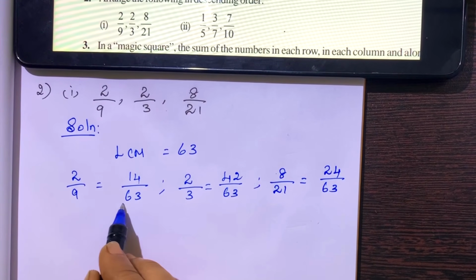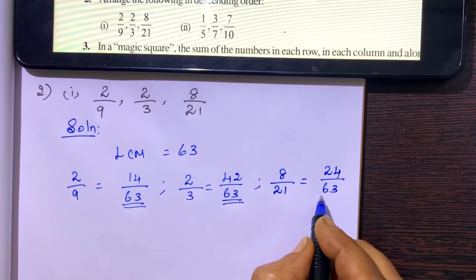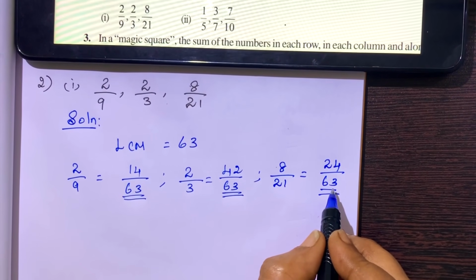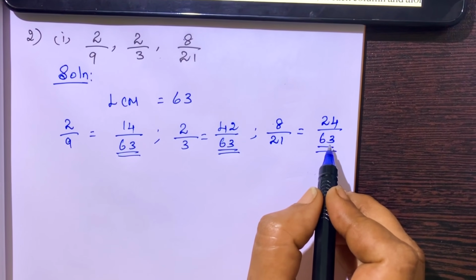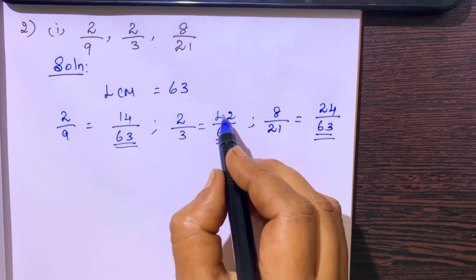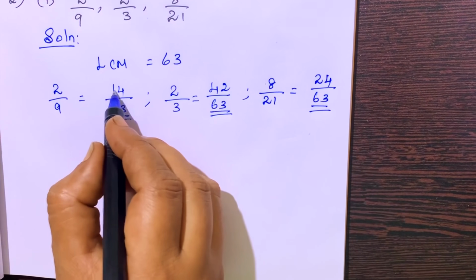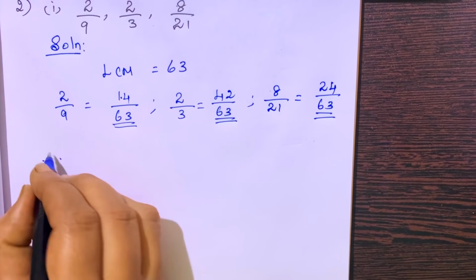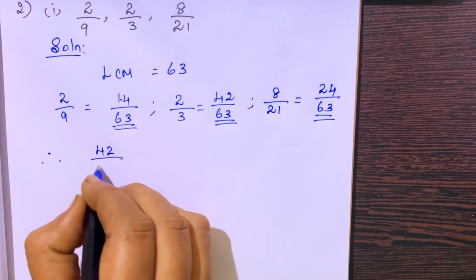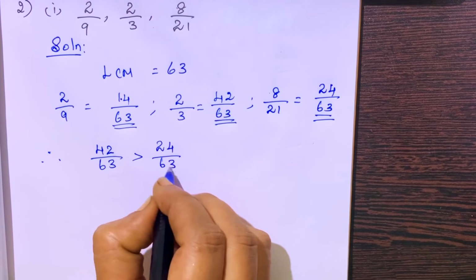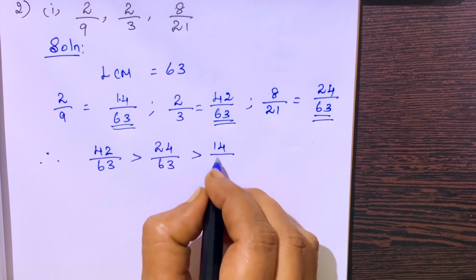Now see all the numbers here and here and here. All have the same denominator, so they are like fractions. We have to see only the numerators to arrange. 42 is the biggest number, then 24, then 14. So I am writing 42 by 63 is greater, then 24 by 63, then 14 by 63.